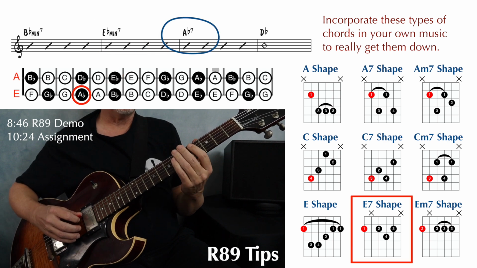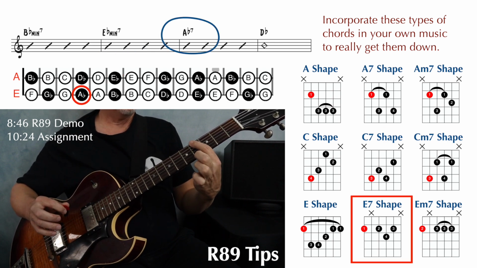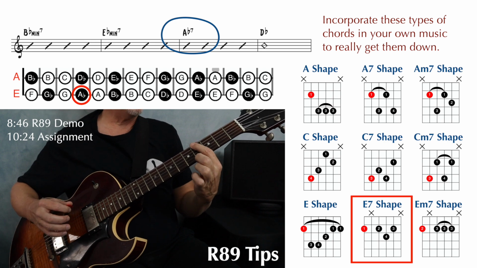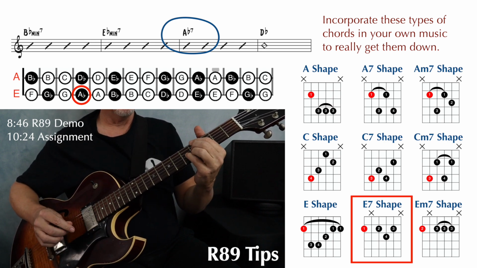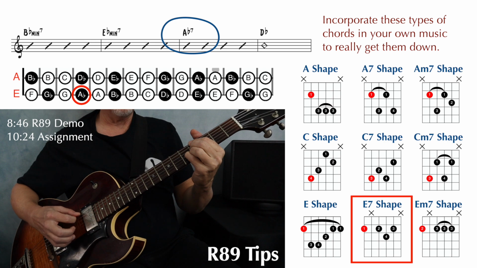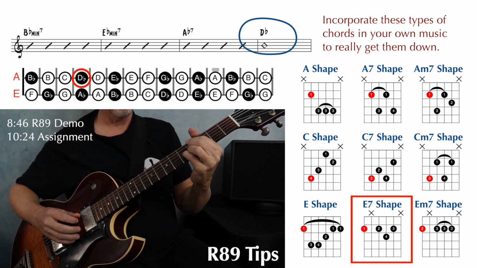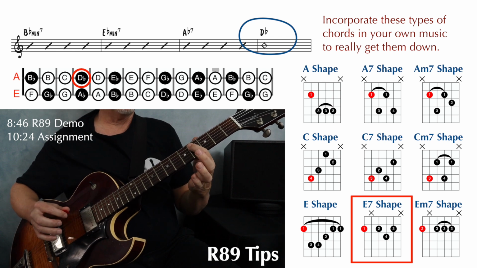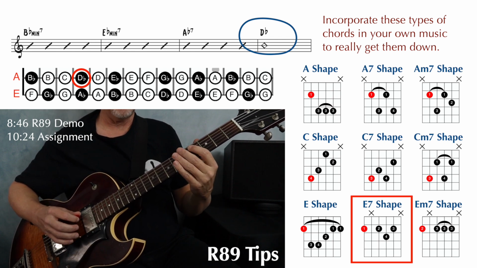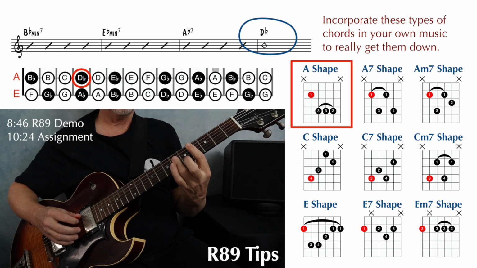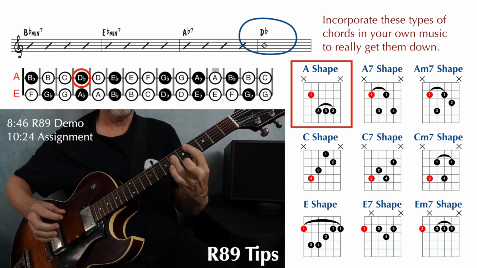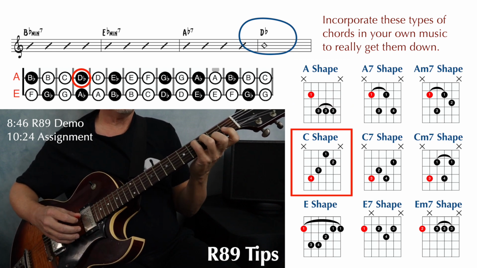Then we have an A flat 7. So our closest A flat is right there at the 4th fret on the 6th string. You could play the E7 shape from there. And then we have a D flat major. And our closest D flat is at the 4th fret as well on the 5th string. I'm going to play this A major shape, but you could play this C major shape.